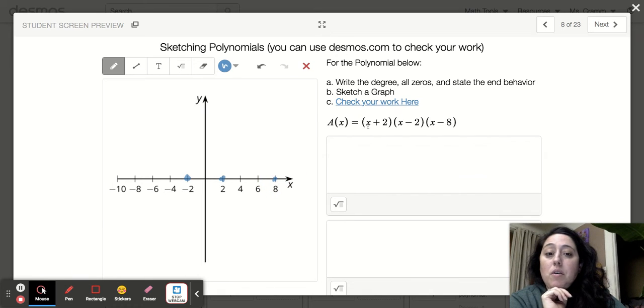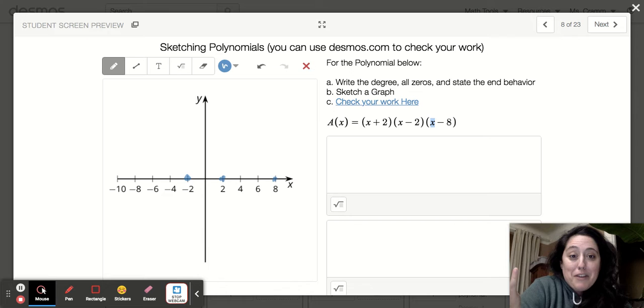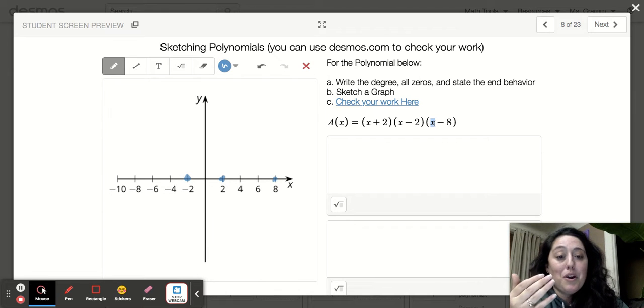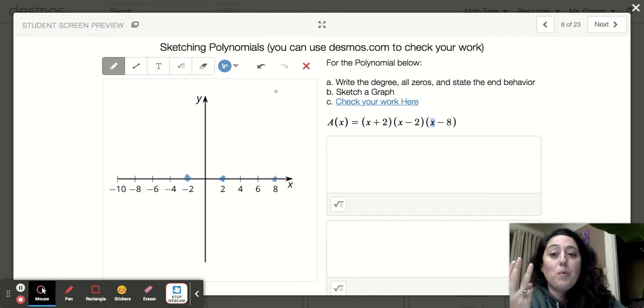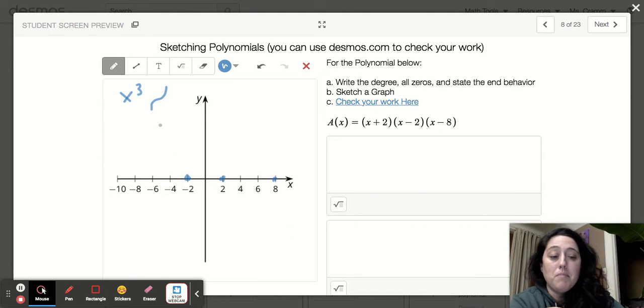Now, I know that I've got x times x times x. If you wanted to, you could actually multiply the binomials and then multiply that by the x minus 8. Get fancy with it. But you should be able to know that when you have this x times this other x times this x, you would end up with an x to the third function. And remember, unless you've got a negative sign in front of the first parentheses, your function should start at the bottom, end at the top.